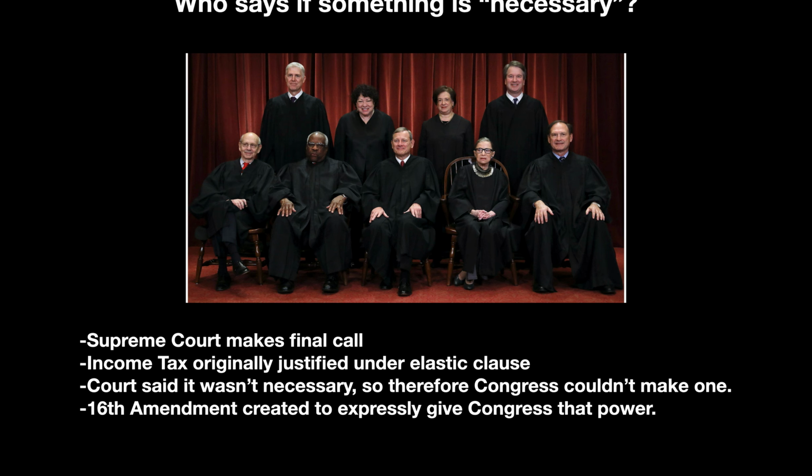So the elastic clause gives Congress some pretty far-reaching powers, but not unlimited power. They can't just say this is necessary and that's it. Supreme Court can weigh in on it eventually, too.